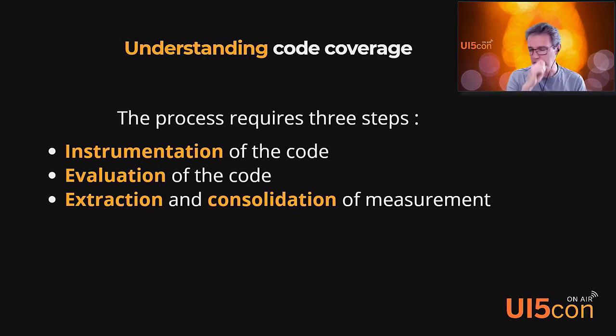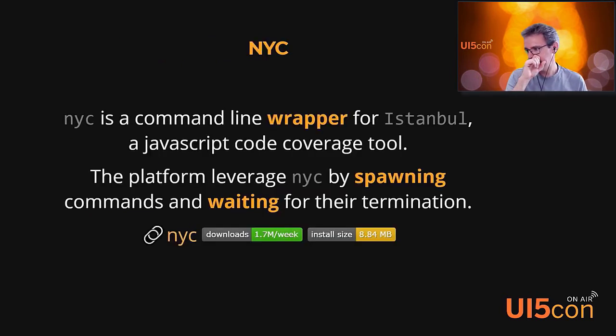Then, obviously, once the code is instrumented, you need to evaluate the code. So you need to execute the code that you instrumented, not the original code. And last but not least, once everything is executed, you will extract from this test execution the coverage information and consolidate it in order to generate a report that makes sense. So in order to do that, I'm too lazy to implement it myself. So I use a tool called NYC. NYC is a command line wrapper for Istanbul. Istanbul is one of the most famous JavaScript code coverage tools.